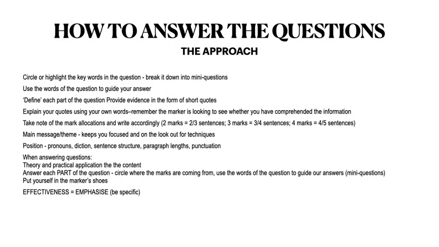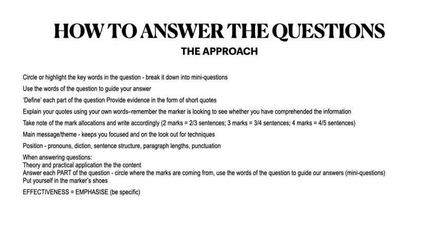So if you listen to what I've said in terms of using the words of the question to guide your answer, you're essentially going to be defining, in inverted commas, each part of the question. So if it says, how is the message conveyed through the diction? You are saying the message is, the diction is. You are defining each aspect of that question. And so then you're going to get your marks easily.